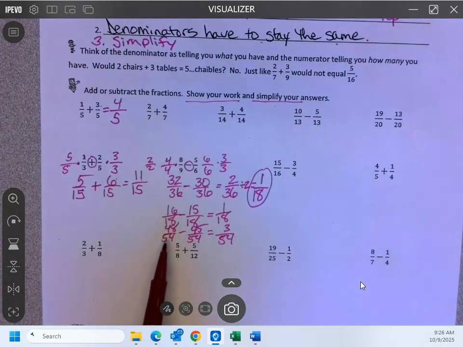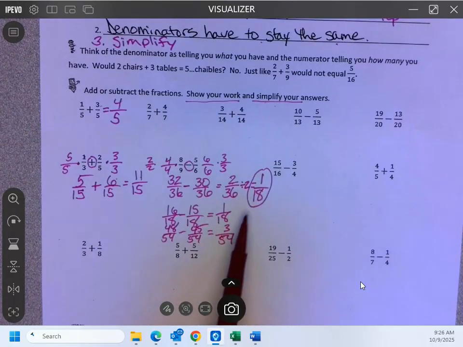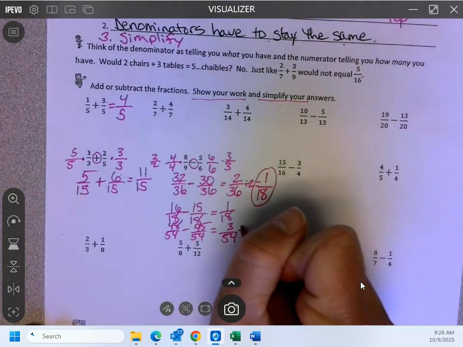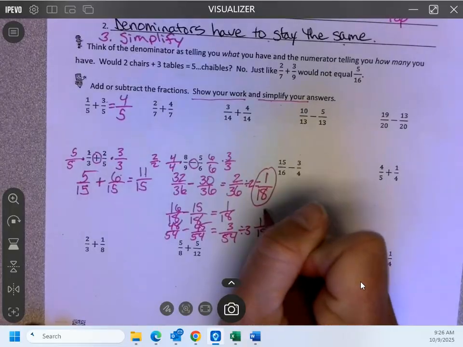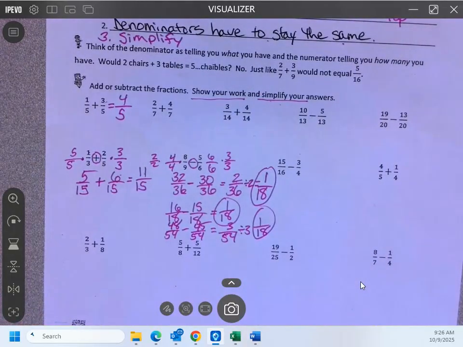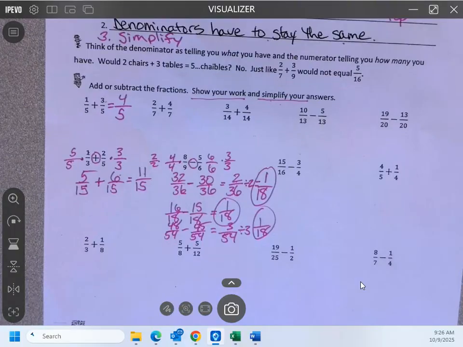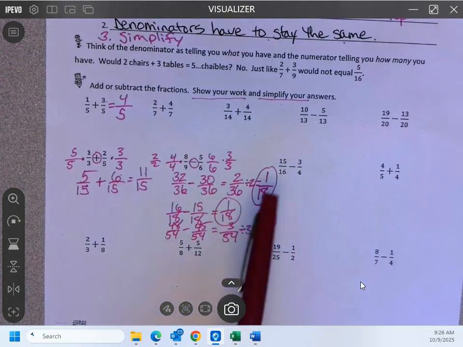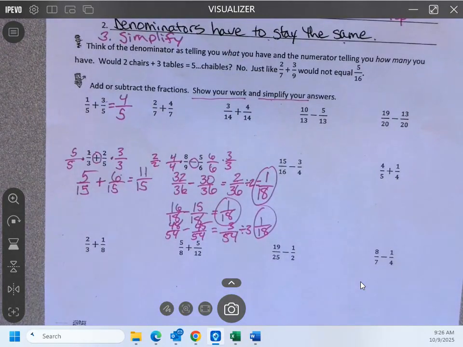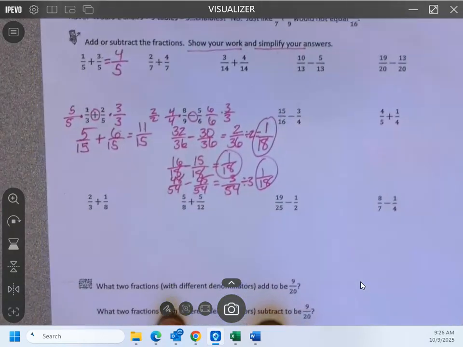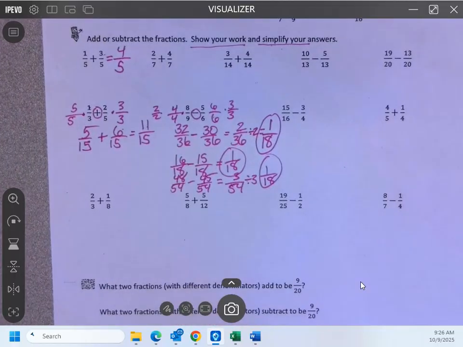But any of these would be correct because they all simplify down to 1/18. So you get the same answer no matter what common denominator you use. It will simplify down to the same answer. So it's going to be correct as long as you simplify it correctly. Are there any questions on those? All right, on the bottom, you have some word problems.